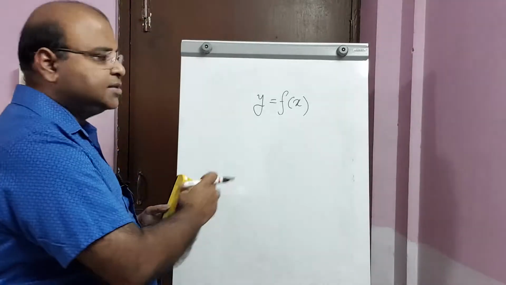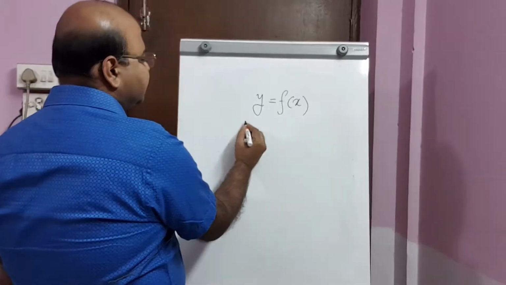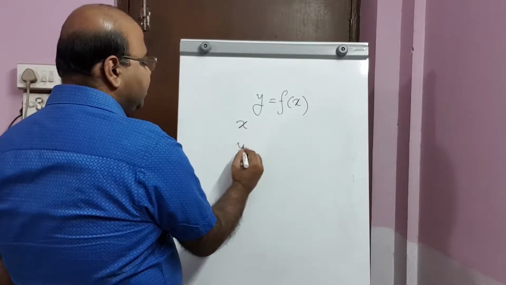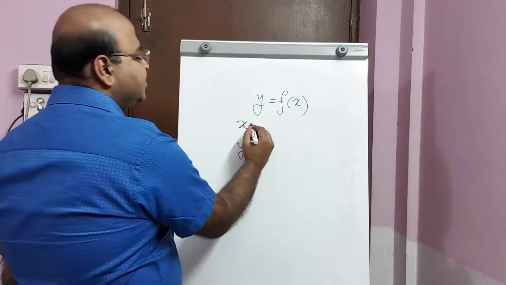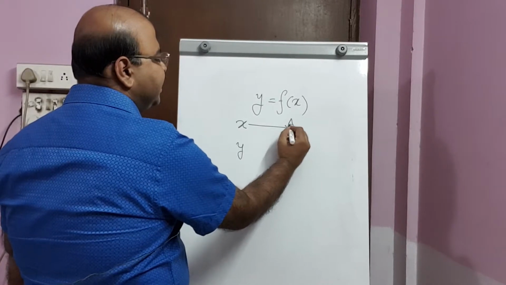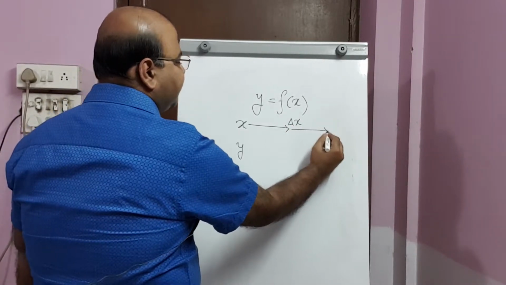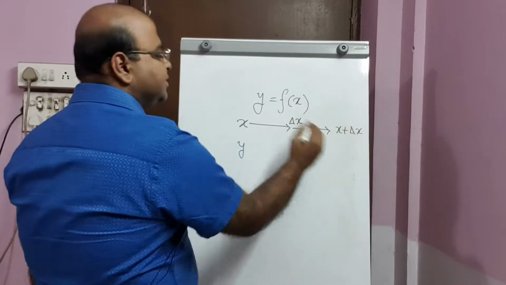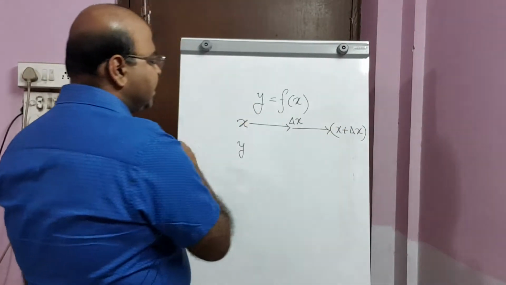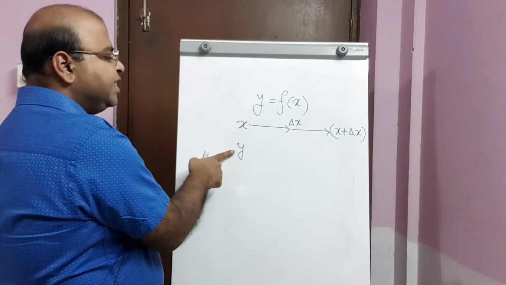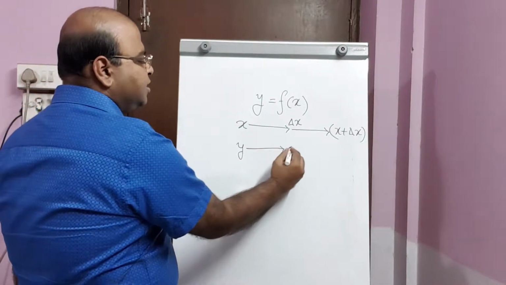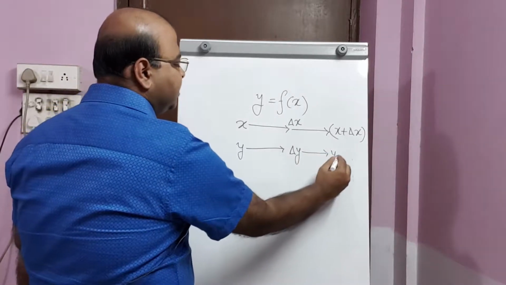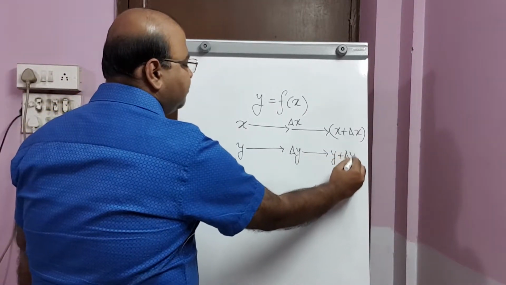as we discussed, say these are the initial values of x and y. Initially x suffers a change of amount delta x. So the final value of x is given by x plus delta x, and as a result the dependent variable y undergoes a change of delta y. So the final value of y is given by y plus delta y.